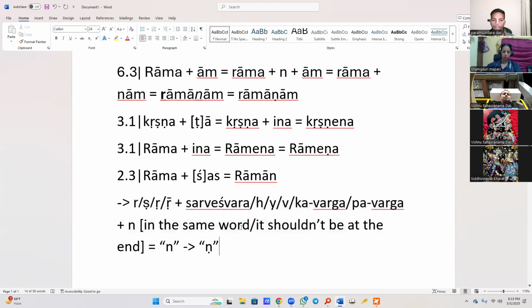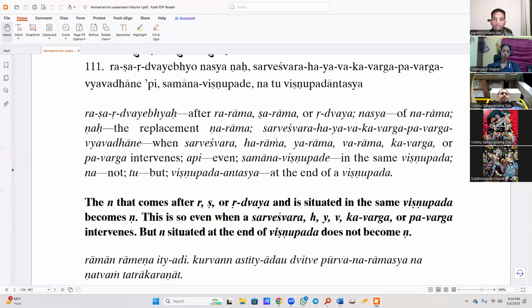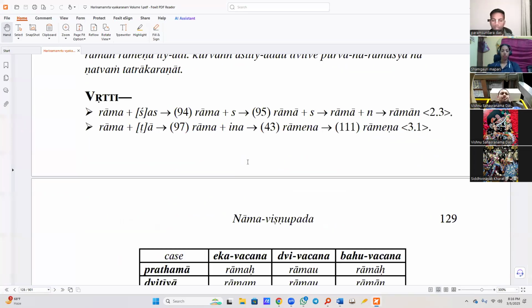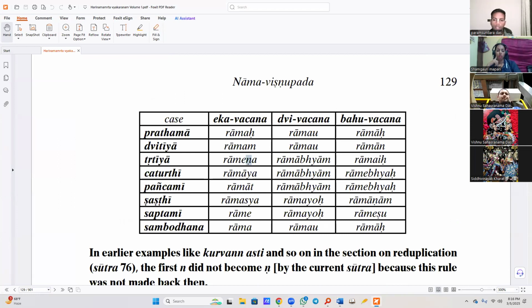Okay. Is that clear? So you still need to go through this, then it will be more clear to you. Okay. Thus we get the table Rama, Rama, Rama. The same, only the Na becomes Na.